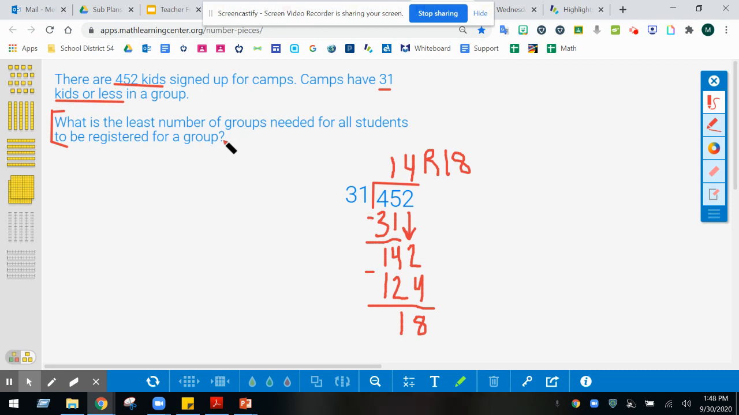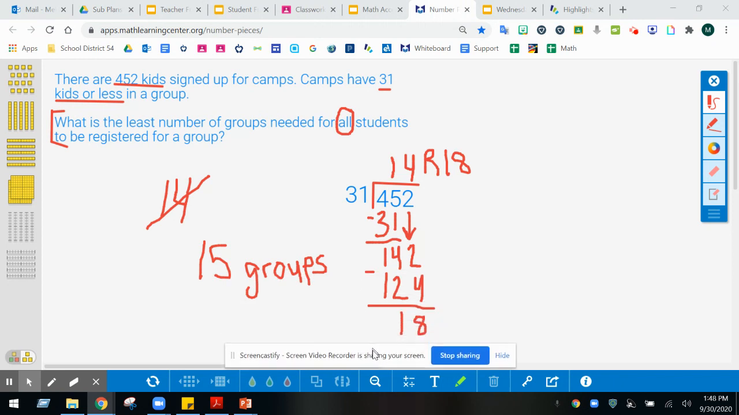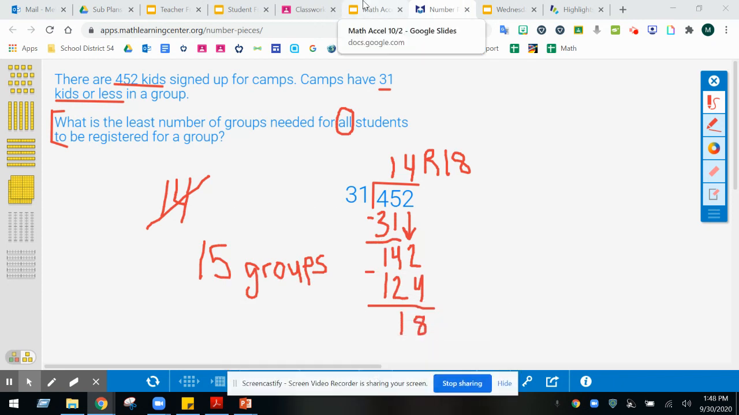That doesn't make sense. It's asking the least number of groups, and they said that all students need to be registered for a group. So if all students are getting registered for a group, I know that having 14 groups would not work. It wouldn't be enough kids allowed to participate. So I need to go up 1, right? I need to have 15 groups. And groups would be my unit. What is the least number of groups? I need to have at least 15 groups.